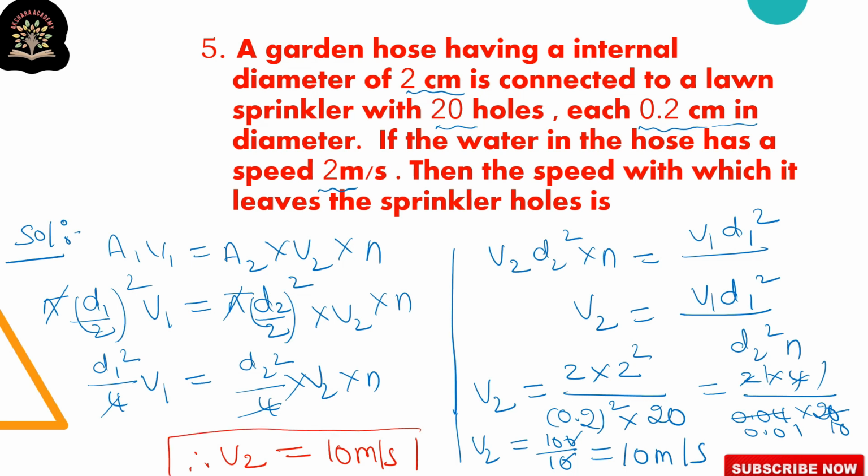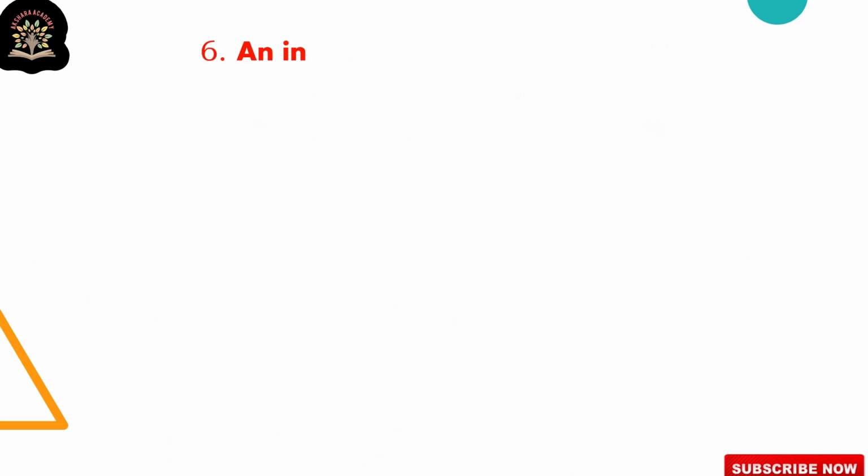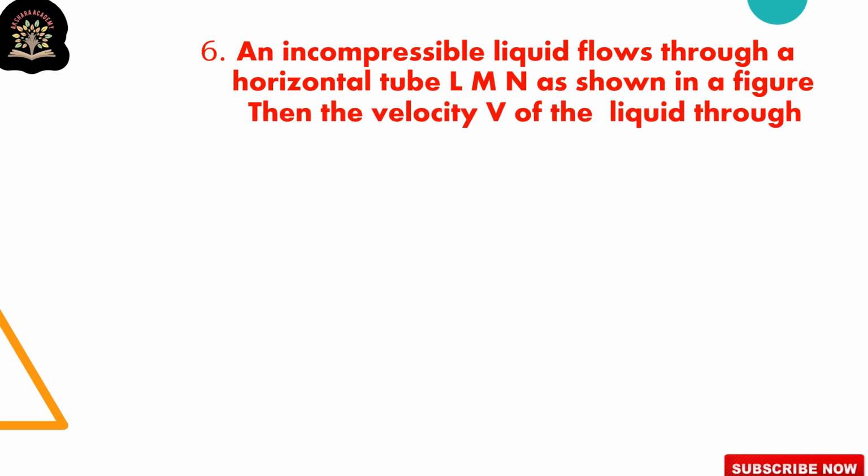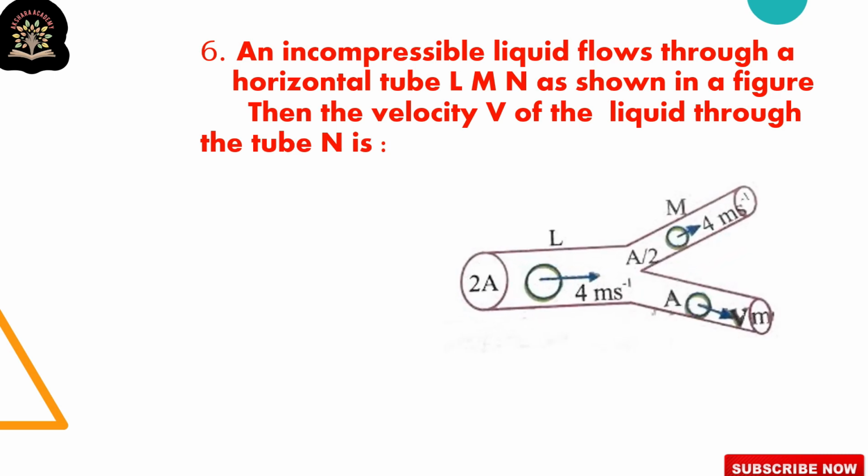Okay, next we will go to the sixth one. An incompressible liquid flows through a horizontal tube LMN as shown in the figure. Then the velocity v of the liquid through the tube N is? See this figure, L, M, N. This is the horizontal tube and liquid is flowing through it. Now we have to find the velocity of the liquid in the tube N. So now let us go to the solution.